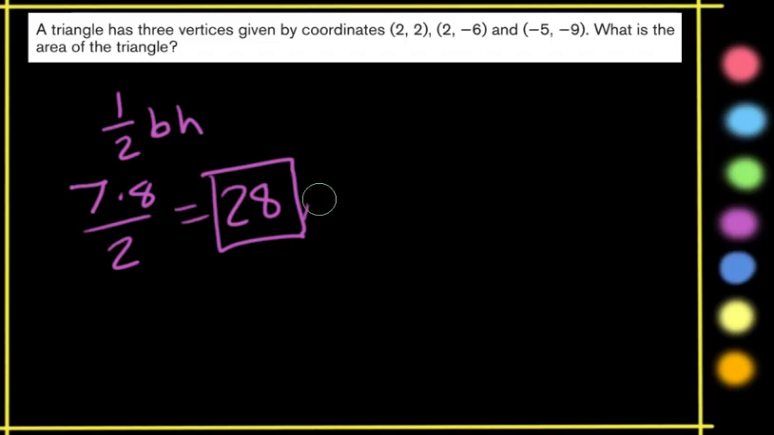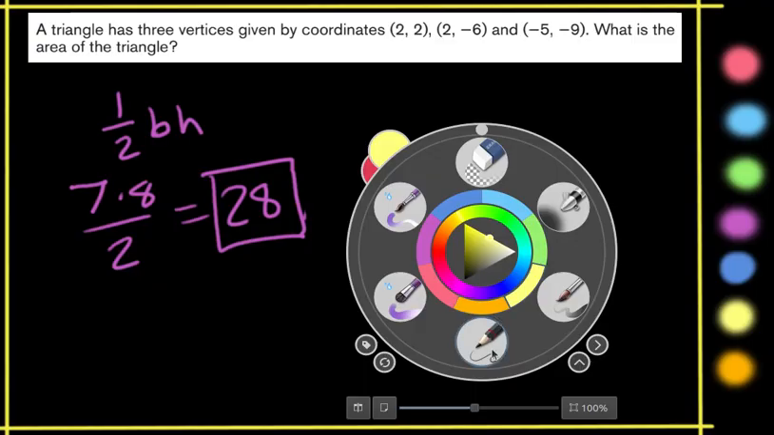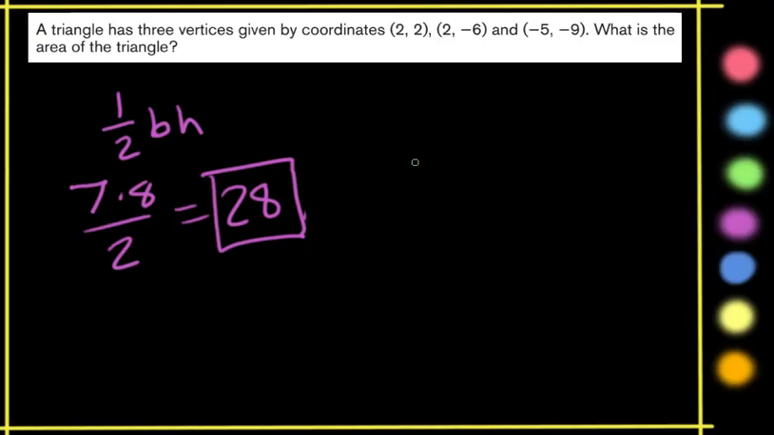So I'll show you how that works. I did make a video describing the shoelace theorem and proving why it works. But basically what you do is you take these coordinates up here, 2, 2, and you write them vertically like this. And then the next one, 2, negative 6. And then the next one, negative 5, negative 9. And you can do this for any polygon and compute the area of any polygon given the coordinates.